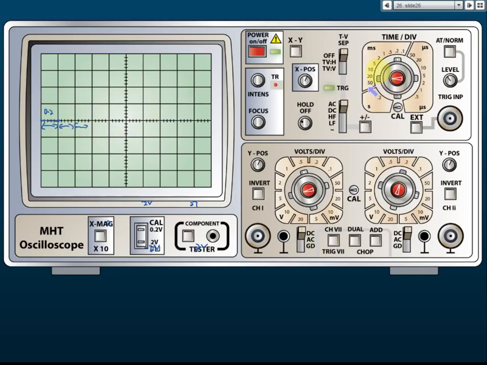But if you use 50 milliseconds, then it will move very fast. It moves so fast that sometimes you can't even see it moving. You can only see a straight line, because it moves too fast and you cannot see the motion. So that is the function of the time base.